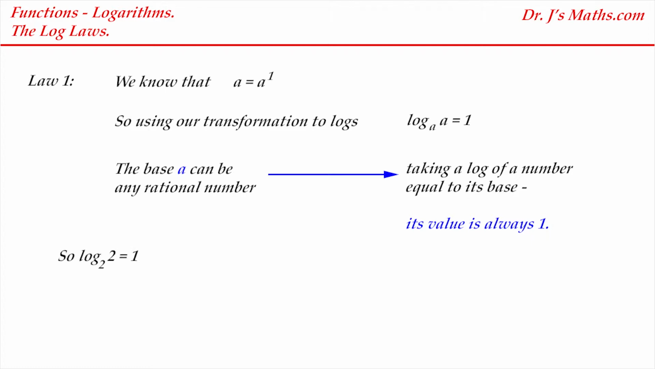So if we have log 2 to the base 2, that's 1. Log 42 to the base 42, that's 1. Log of j to the base j is equal to 1. Log of u to the base u is equal to 1. And log of us to the base us is 1.